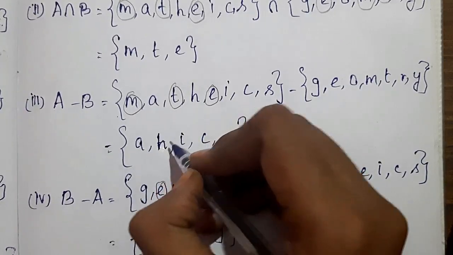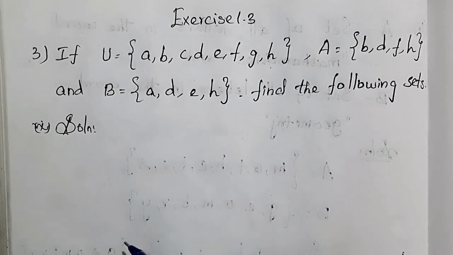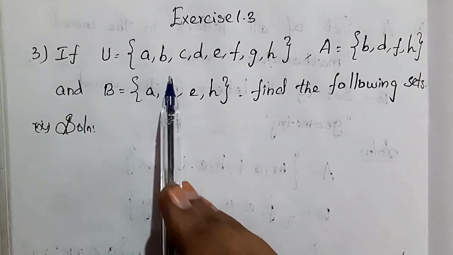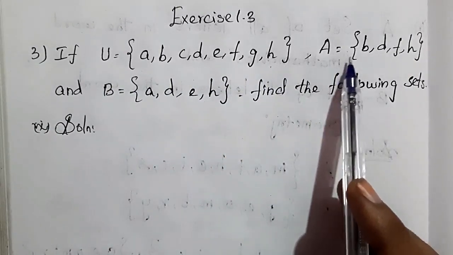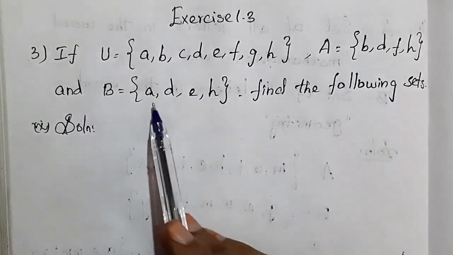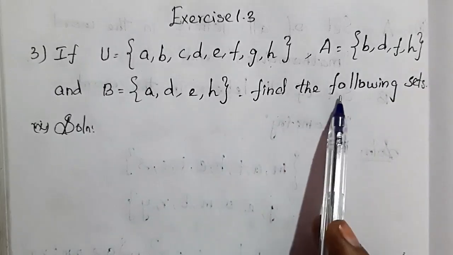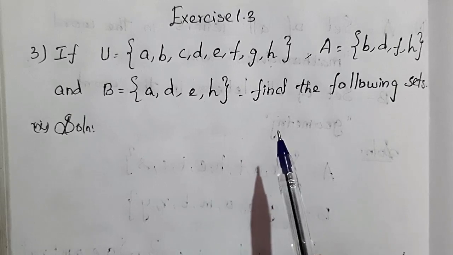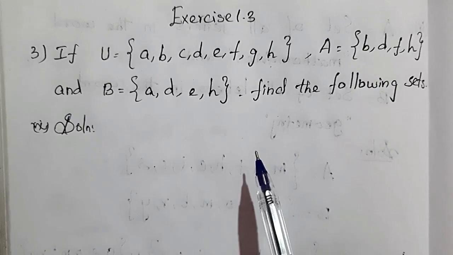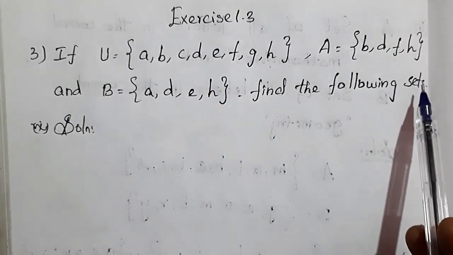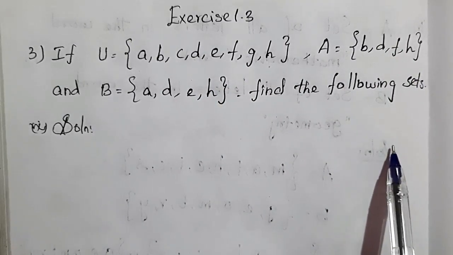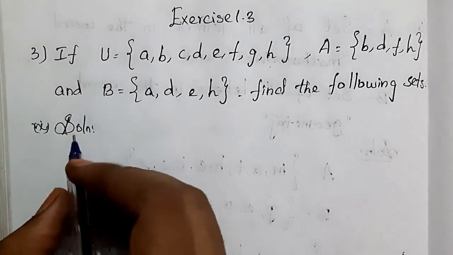Next one, exercise problem 3. If the universal set is A, B, C, D, E, F, G, H, then A set is B, D, F, H, and B set is A, D, E, H. We have to find the following sets. There are 8 subdivisions. We can do them one by one. You can do this in 2 methods. If you plot these numbers in the Venn diagram, that is also correct. Otherwise, you can follow this method.